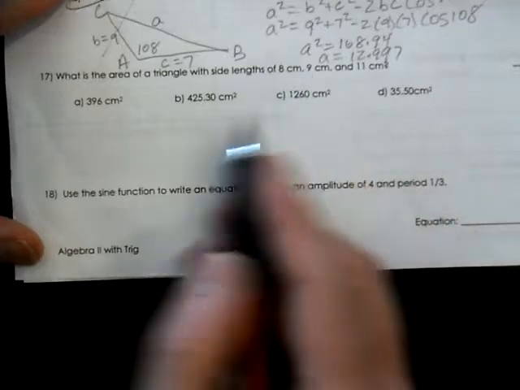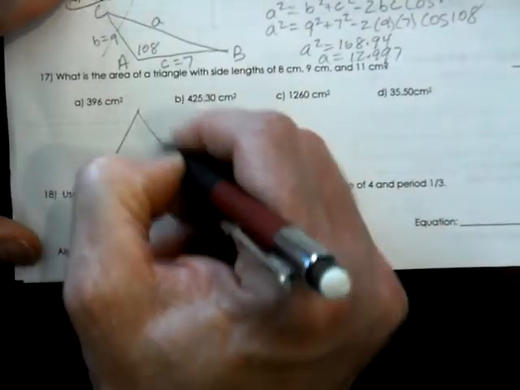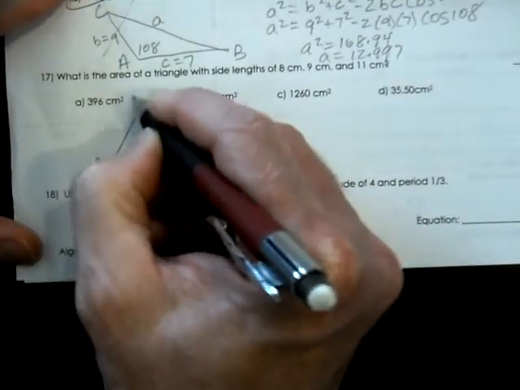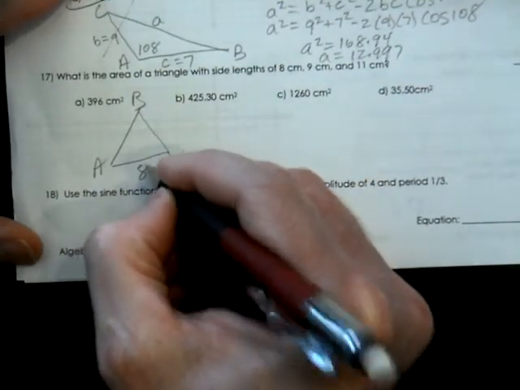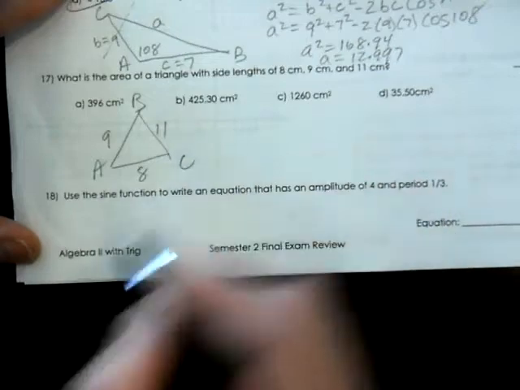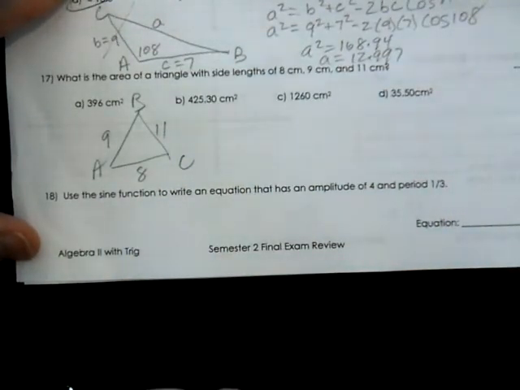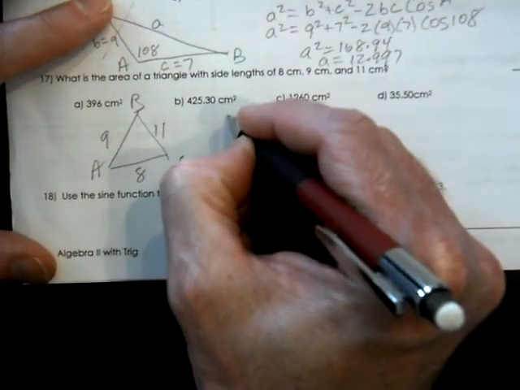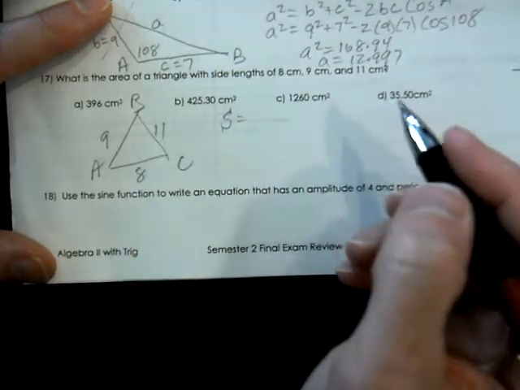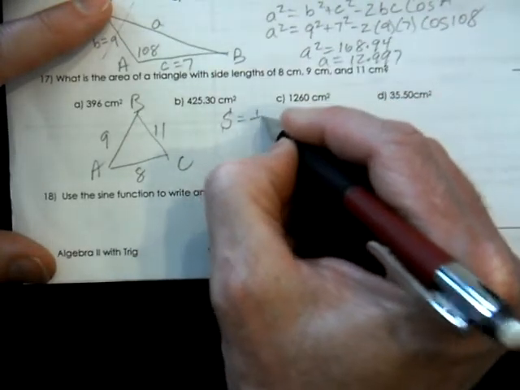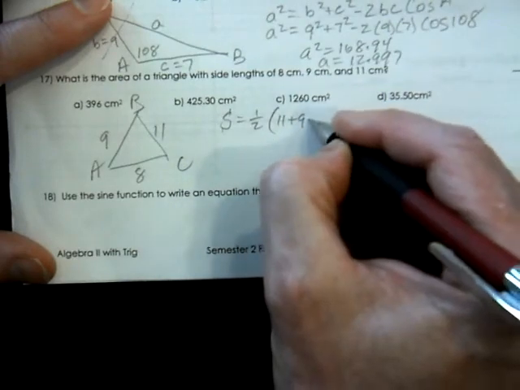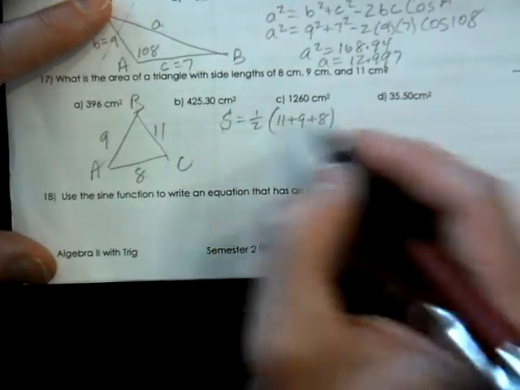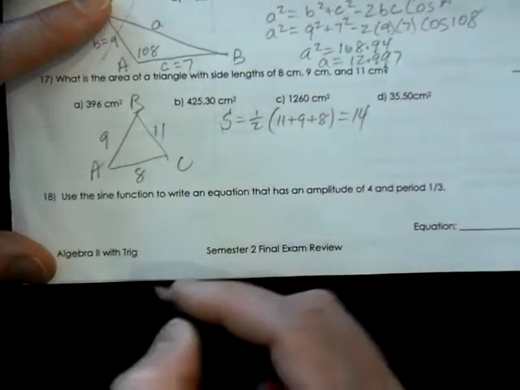What is the area of the triangle? So we have an 8, 9, and 11. We're not sure which one is which. It doesn't really matter. We need to find the semi-perimeter. That's half of 11 plus 9. That's 20. Plus 8, 28. So half of that is 14.